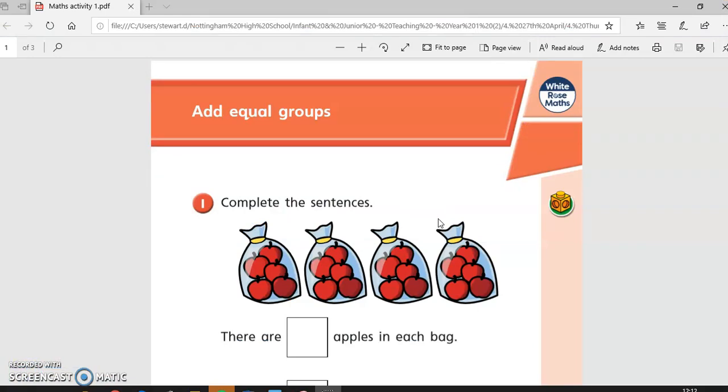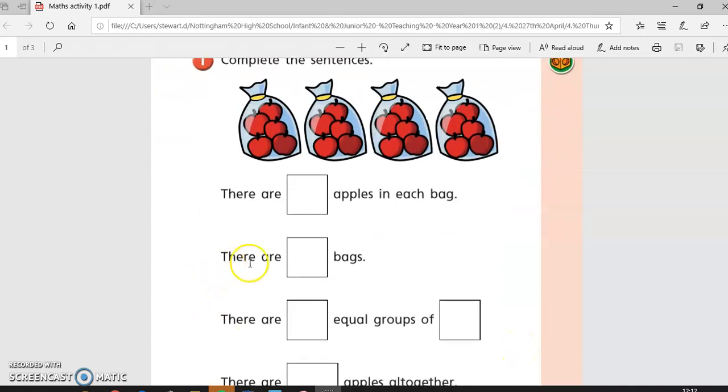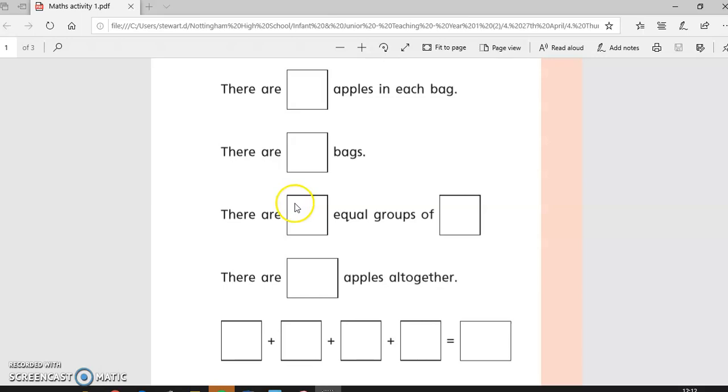Okay, now I'm going to read the activities out to you so that you know what to do, and there will be an answer video as well so that you can mark your own work. So for this activity, this says complete the sentences. There are something apples in each bag. Here, there are bags. So you need to write numbers in these. How many apples in each bag? How many bags? There are, you need to write a number.